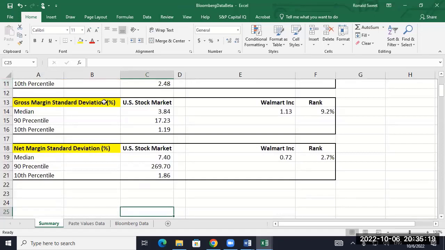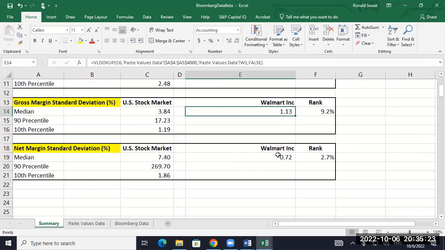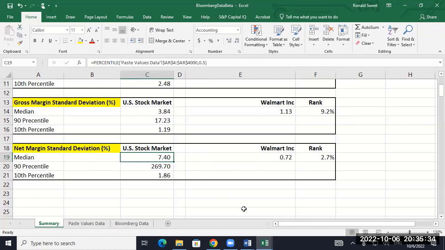So you can see what I do here is I take the standard deviation of their gross and net margin. So Walmart's net margin standard deviation is less than 1%. We just saw that, right? Well, we saw it with the gross margin especially, but very, very stable. The typical stock in the S&P 500 has a standard deviation of net margin of 7.4%. So which firm would be easier to forecast? Obviously Walmart. You have a pretty good idea to do that.